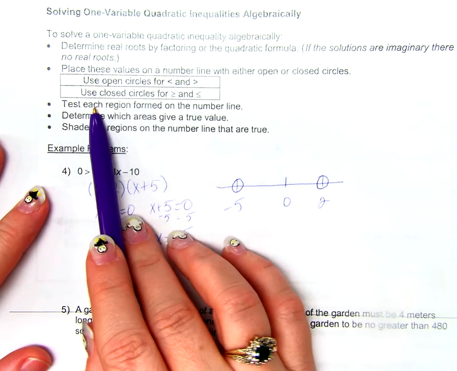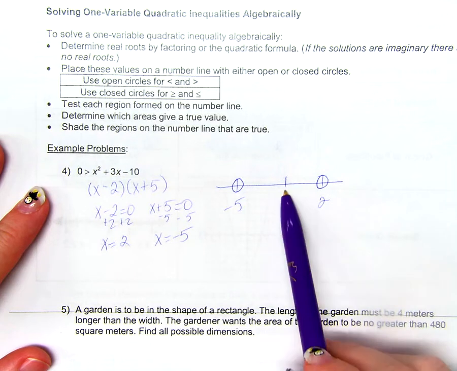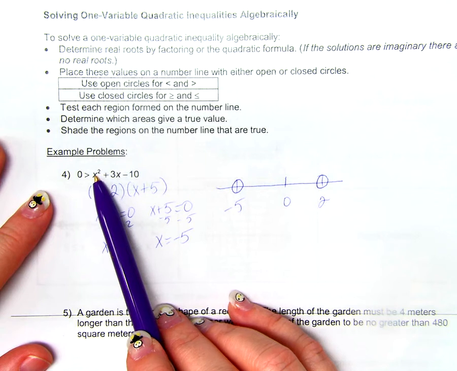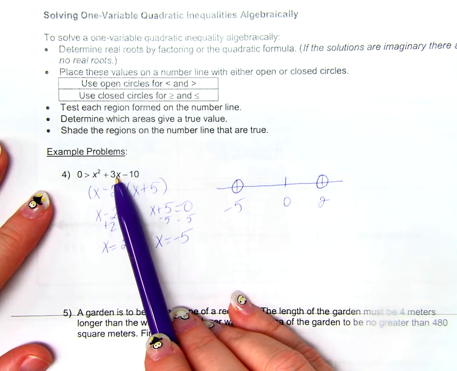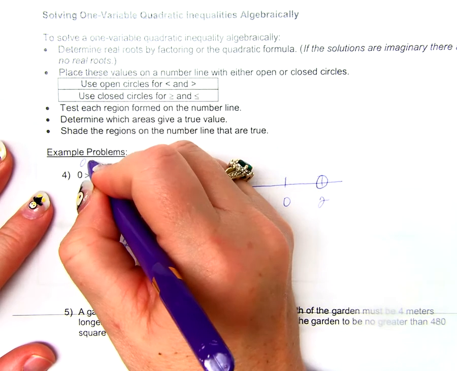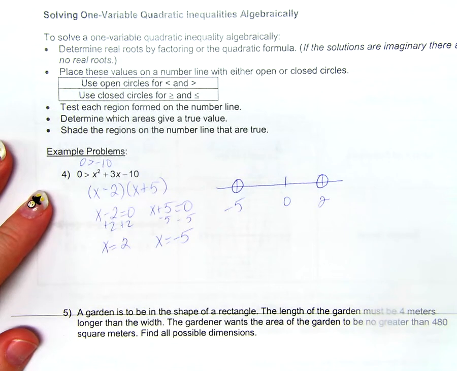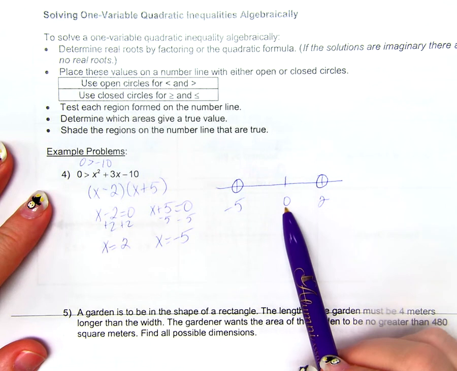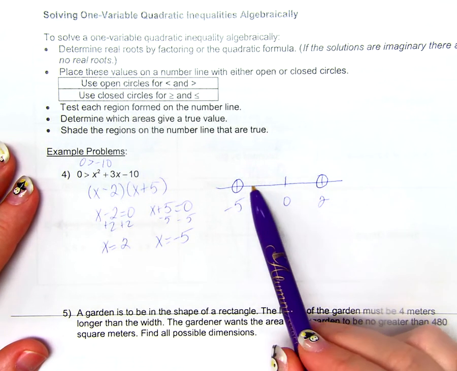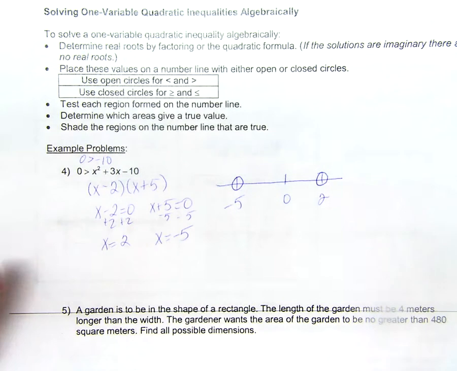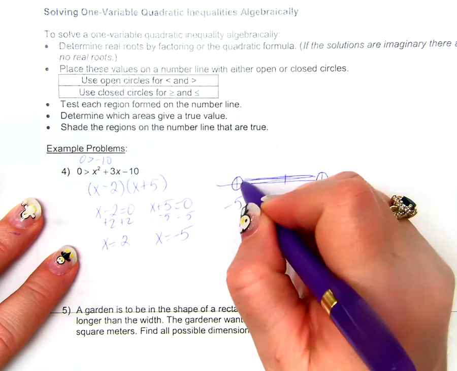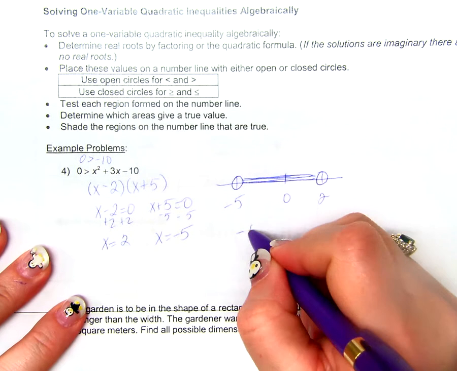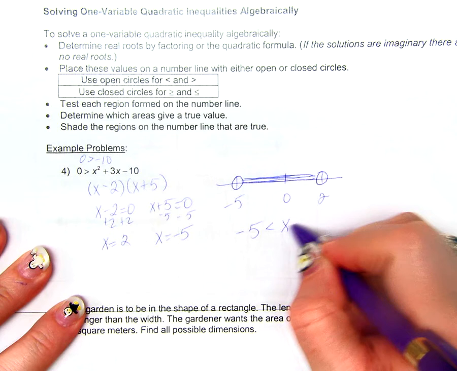So test a region. How about if we choose 0? Isn't that the easiest? 0 squared plus 3 times 0 is still 0. So 0 is greater than negative 10. Yes? So that means this section where the 0 is part of the shaded area. So am I shading in between or outside? In between. And I am done. Okay? I can write my answer in symbols, which is a good idea.